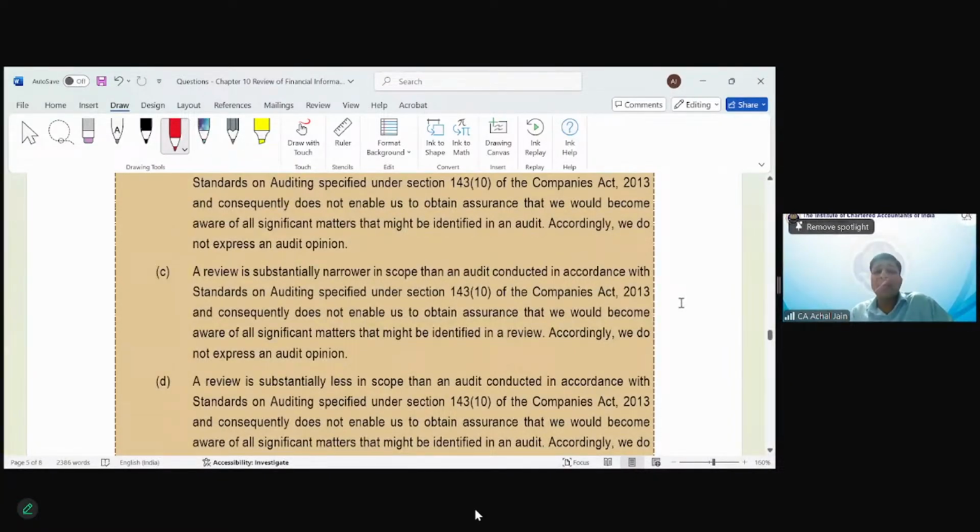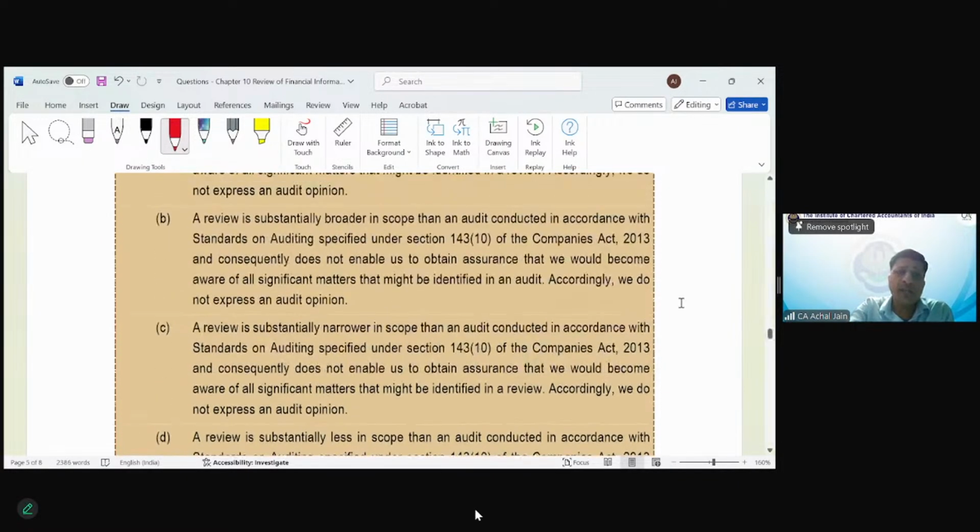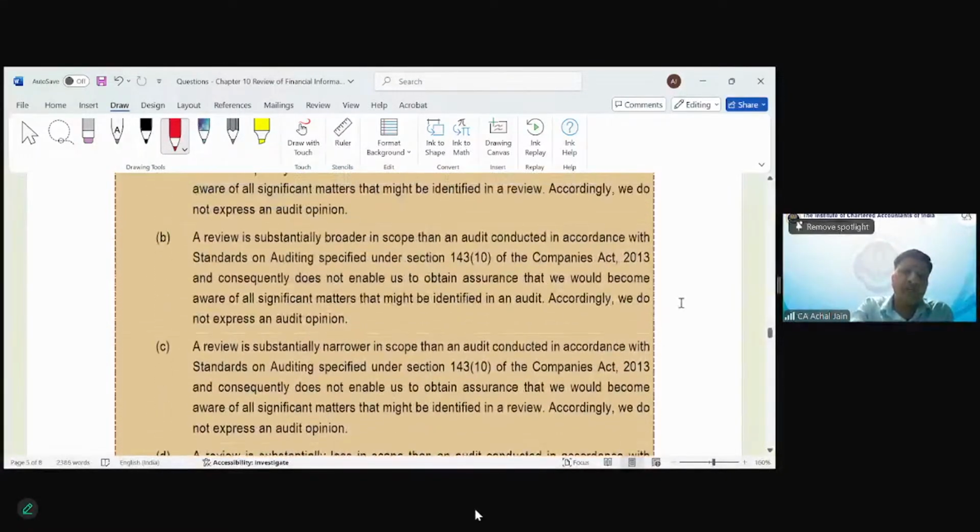C, review is substantially narrower in scope than an audit conducted in accordance with auditing standards, and consequently doesn't enable us to obtain assurance that we would become aware of all significant matters that might be identified in a review. Accordingly, we do not express an audit opinion. D, review is substantially less in scope than an audit and consequently doesn't enable us to obtain assurance that we would become aware of all significant matters that might be identified in an audit. Accordingly, we do not express an audit opinion. It's a good question. Which option do you select?